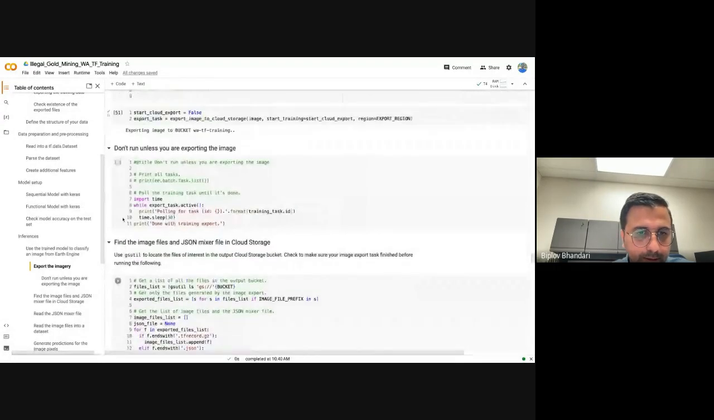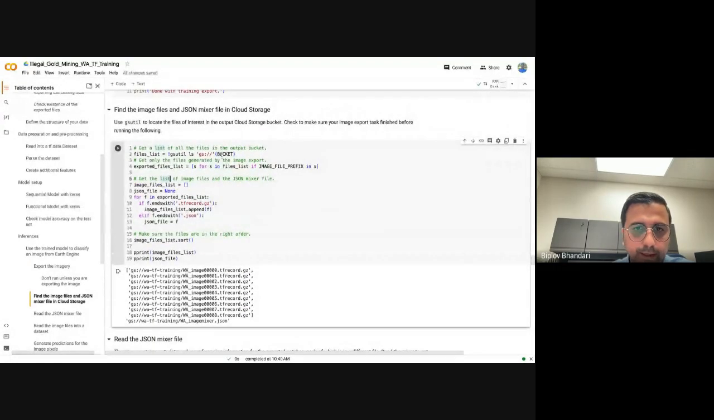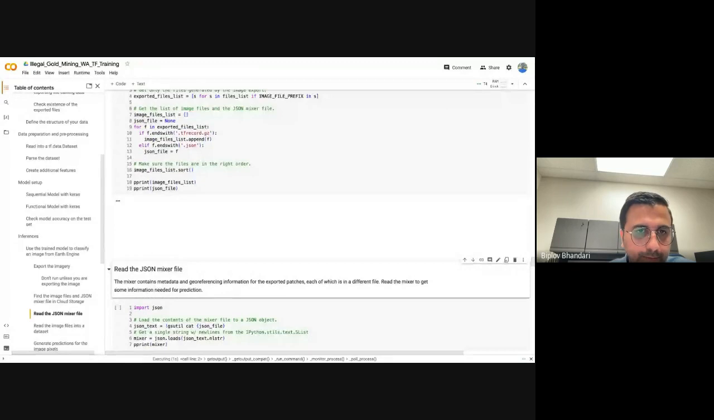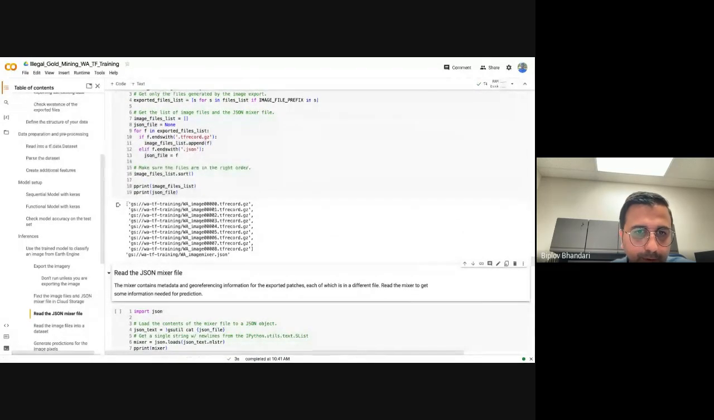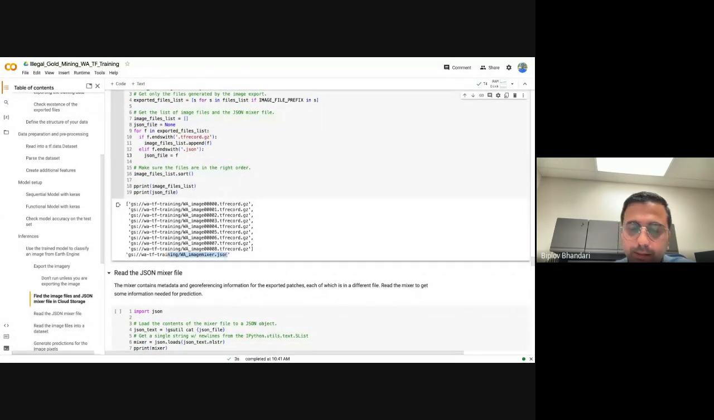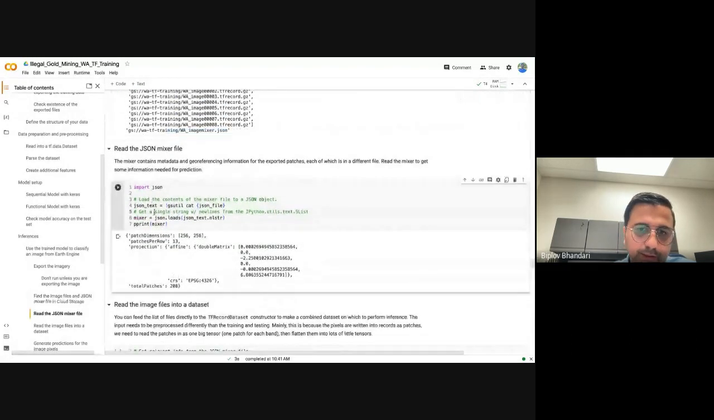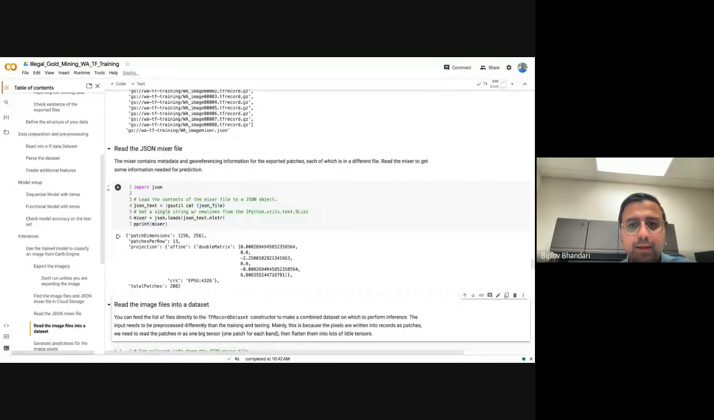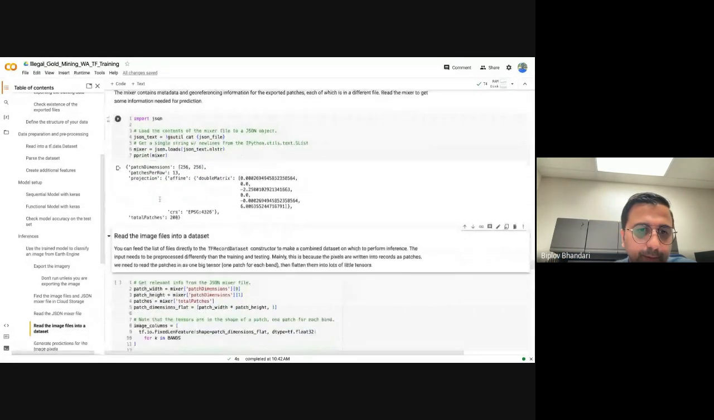So here again we're doing the same. We're going and getting our list of images, and we're also getting that JSON mixer file. If you run this, now you have all these images and also this JSON mixer file. Next, we're just reading that JSON mixer file. As I mentioned, it has all this information on georeferencing and the number of patches. So we'll use that information here.